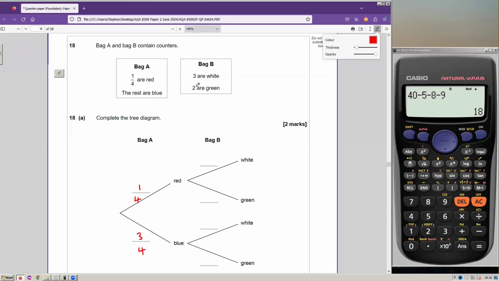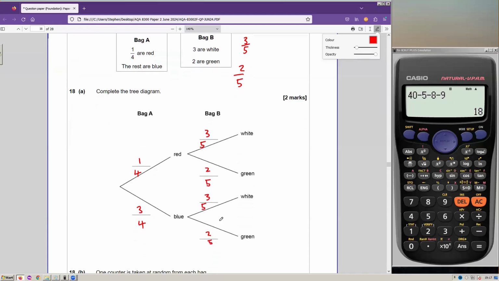This one can be a bit tricky. Remember, you've got 3 white, 2 green. You've got a total of 5 in there. So the white ones are 3/5, and the greens are going to be 2/5 of a chance. So let's put those in. White are 3/5, this one is 2/5 green, and then 3/5 again, and 2/5.